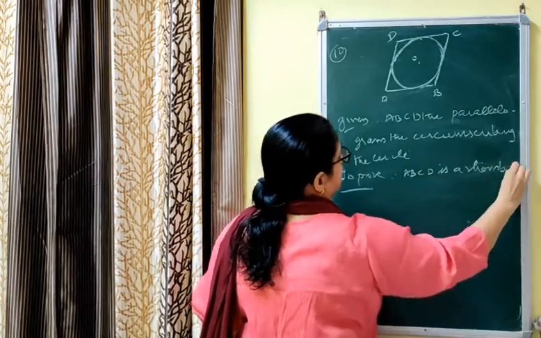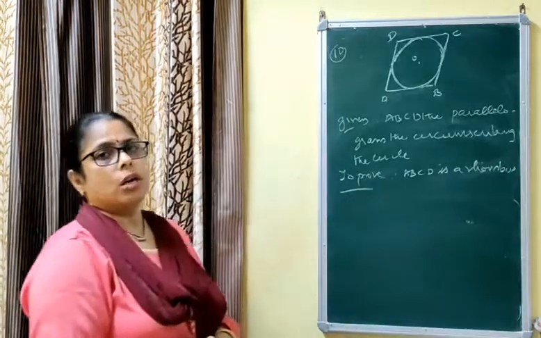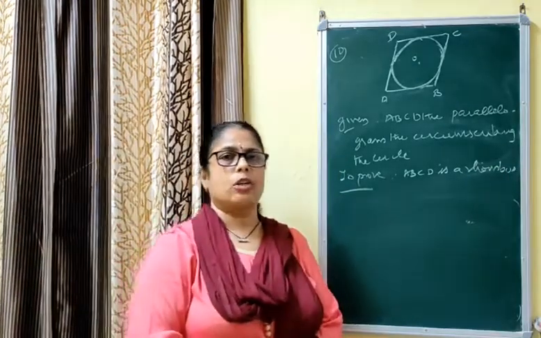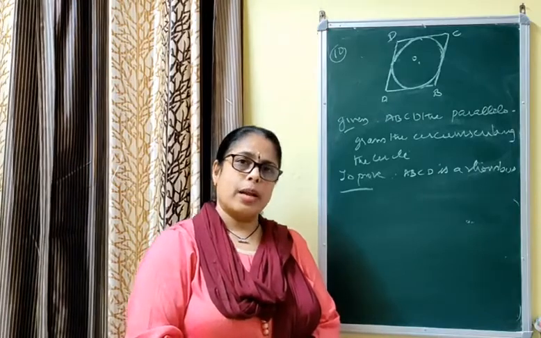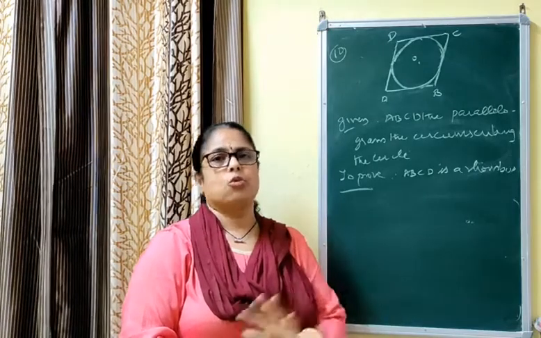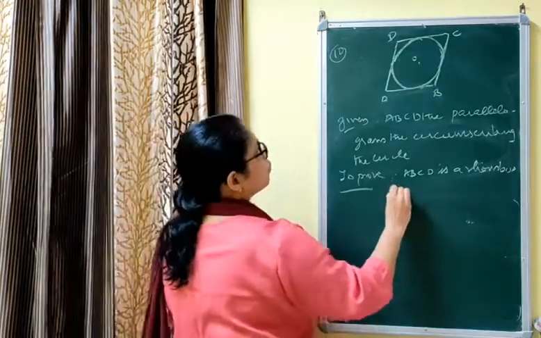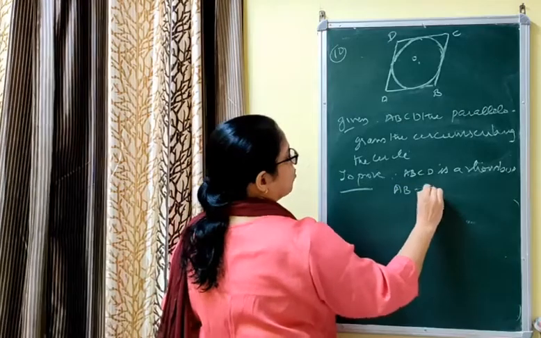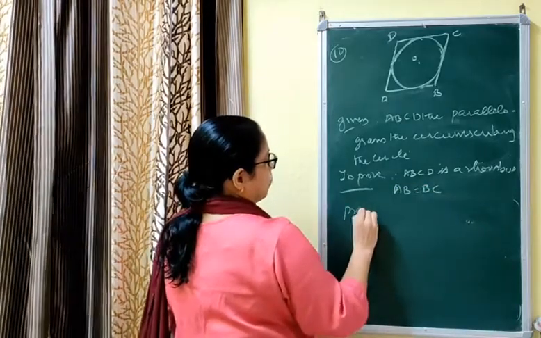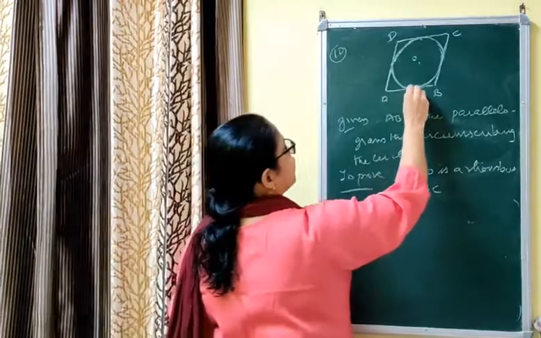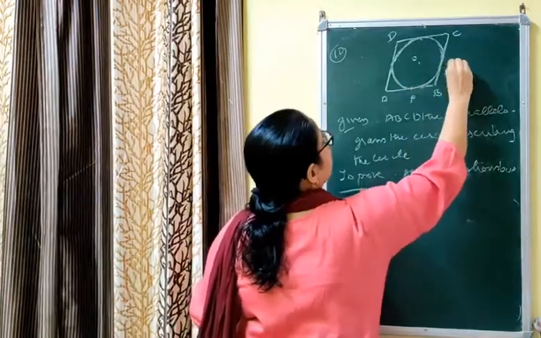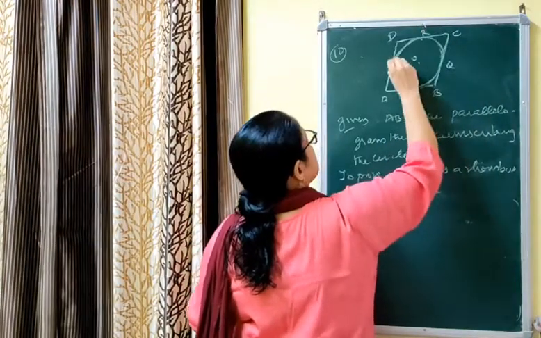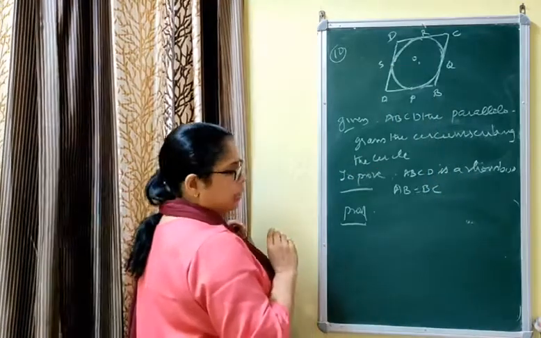When does a parallelogram become a rhombus? Parallelogram में opposite sides parallel और equal होते हैं. Rhombus में opposite sides parallel भी होते हैं, four sides equal भी होते हैं. That means you have to prove that AB is equal to BC. Now proof. Before proving, let the points of contact be P, Q, R, S.